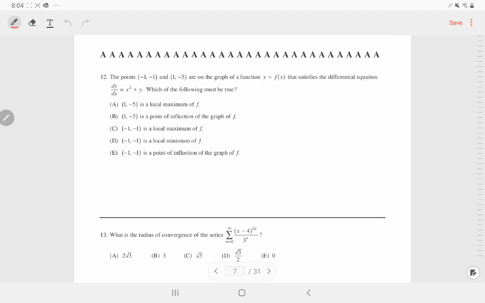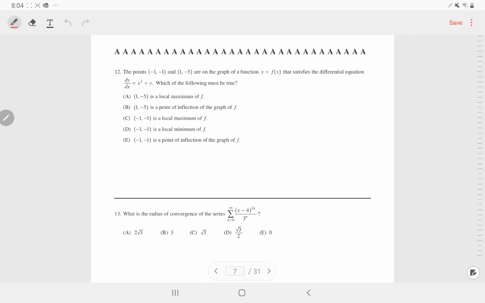Okay, let's see. The points are on the top of the graph that satisfies the differential equation, which following must be true. Local max, point of inflection, local max, local max. Local min, point of inflection. Okay, I feel like I need the second derivative. I also feel like I can't make a number line. This is implicit. How in the world would I make a number line for implicit? I feel more like making a slope field.